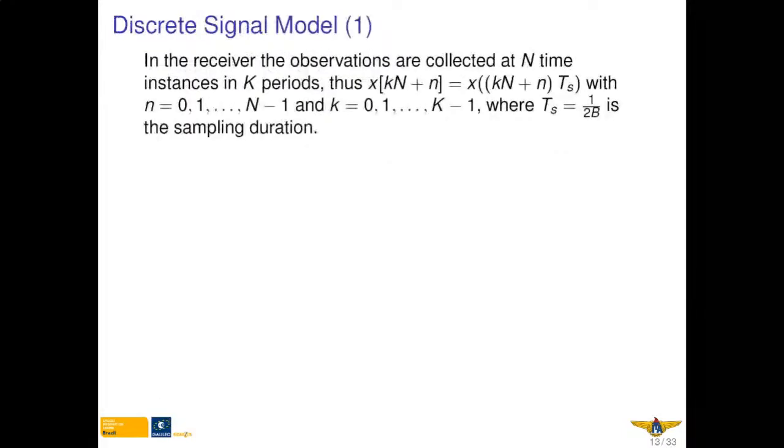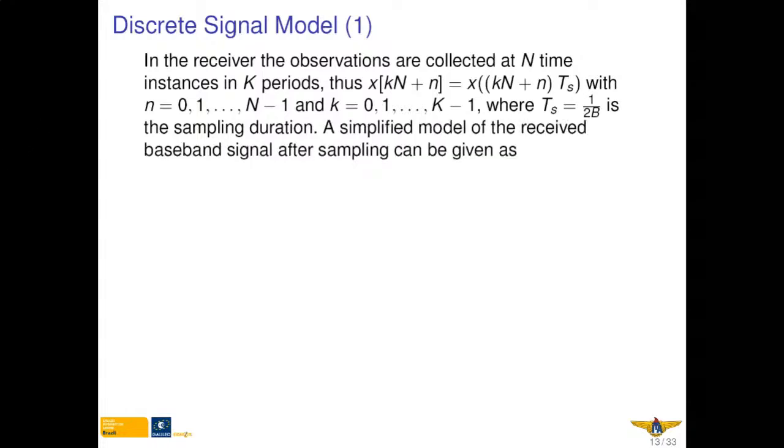Yeah, the receiver usually works with digital signals. So the signal is collected, sampled at N time instances in K periods. Thus, we can arrive at a digital signal x of kN plus n, and this is equivalent to the samples of the continuous signal x of t, where n is running from 0 to N minus 1, and k is running from 0 to K minus 1. And Ts is the so-called sampling duration, which is here equivalent to 1 over twice the receiver bandwidth B.